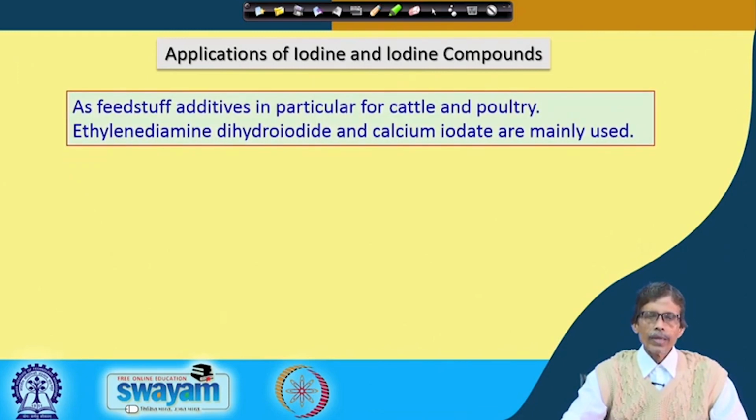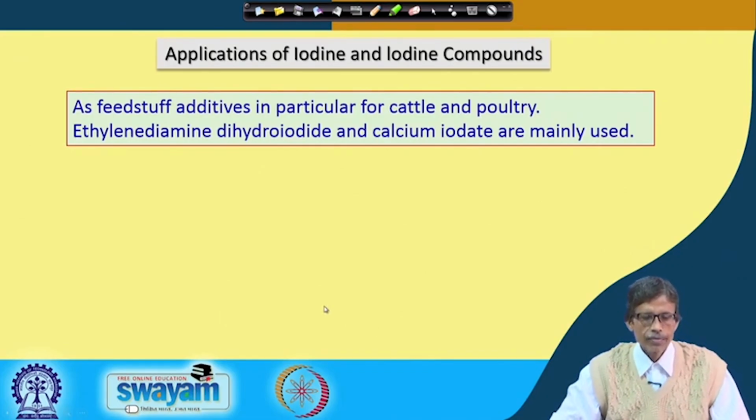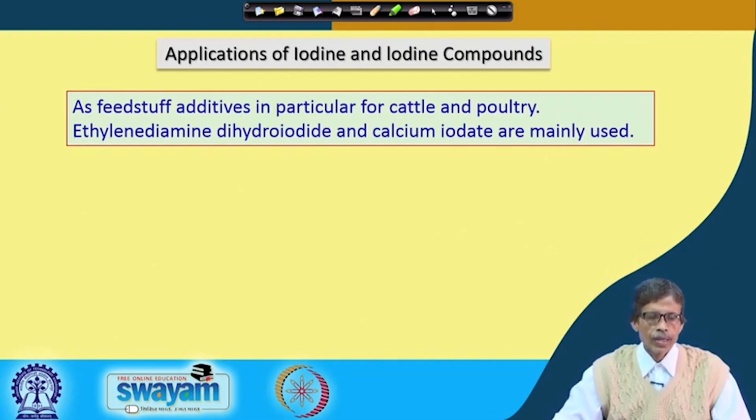So, iodine and iodine based compounds can be very useful as feedstuff additives, in particular for cattle and poultry. The feedstuff is the food material for the cattle and the poultry, the hens, chickens and all. So, they are basically typically additives. When we add additives, it is basically used for improving the life, and it also stops degradation with time or oxidation in air or moisture.